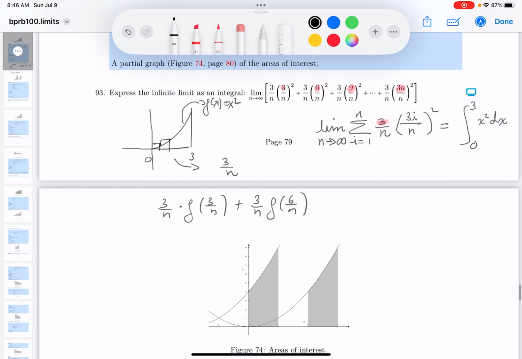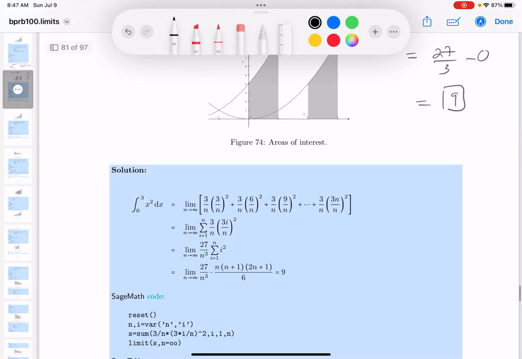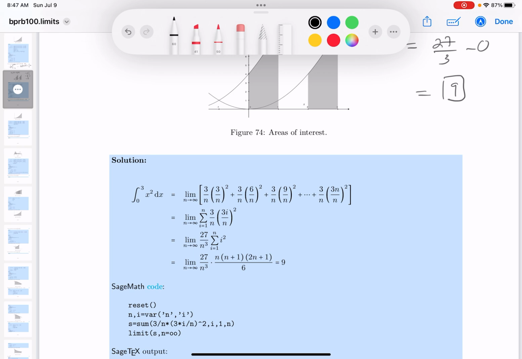I'm going to do the integration, though, and the integration is rather simple. I don't want to write it again. That's going to be x cubed over 3, limits of integration 0 to 3. What's that going to be? 27 thirds minus 0, which is the number 9. All right? I want to check the key, and it looks like we're doing okay, and we got 9 over here, right?